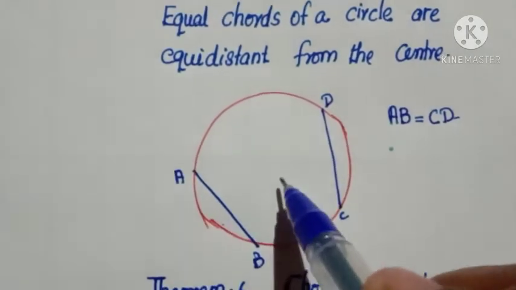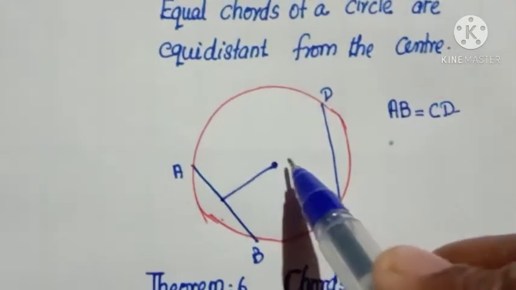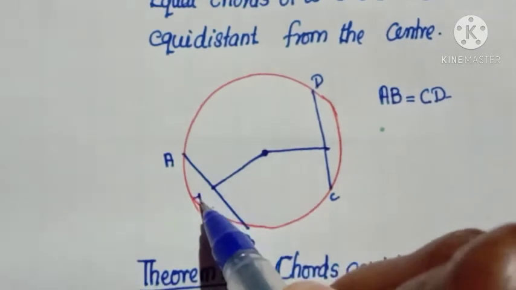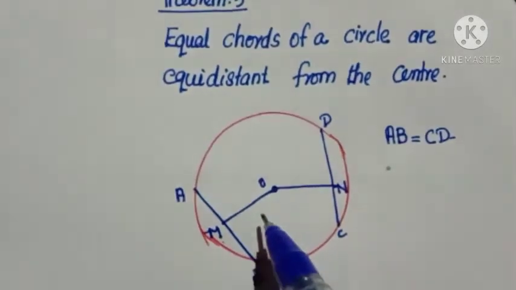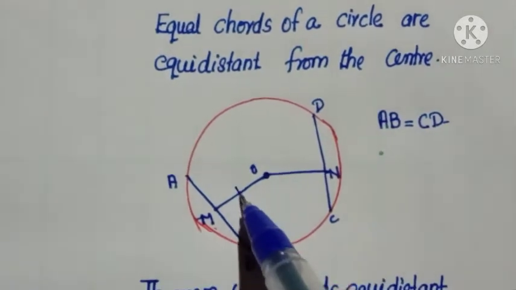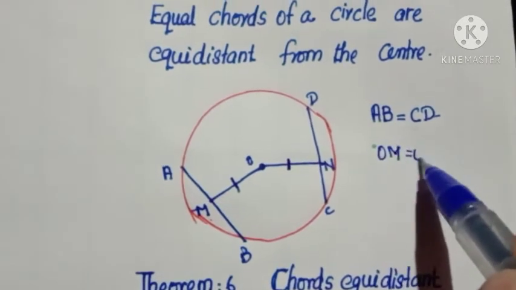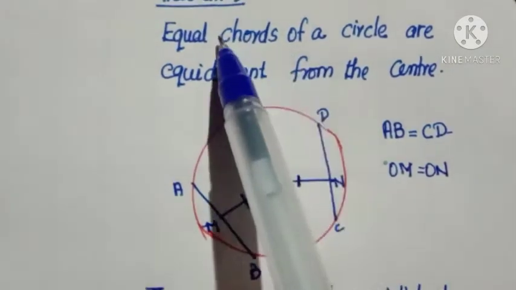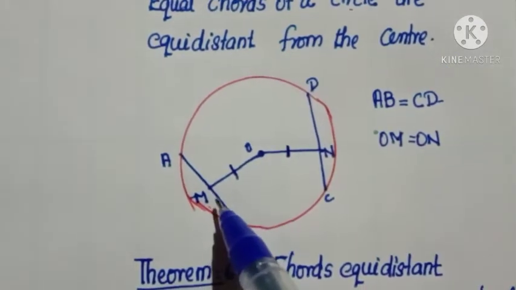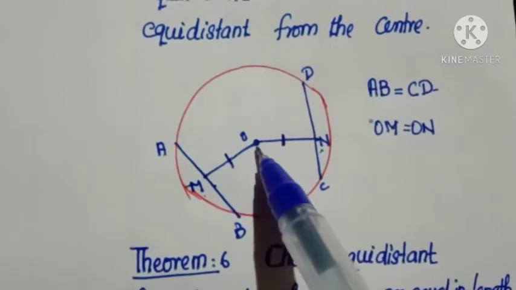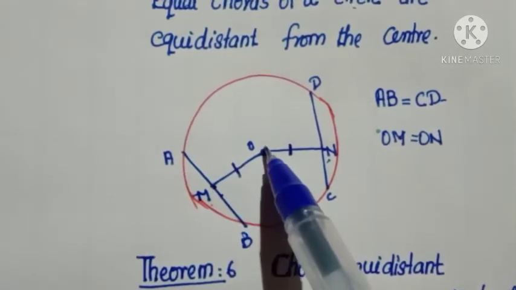If these two chords are equal, then if we draw two perpendicular lines from the center to these chords, suppose OM and ON, then by the theorem these lengths are equal. OM is equal to ON. Equal chords of a circle are equidistant from the center. That is, if chords are equal, then the distance from the center to the chord are equal.